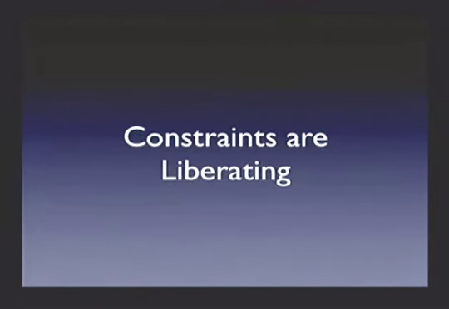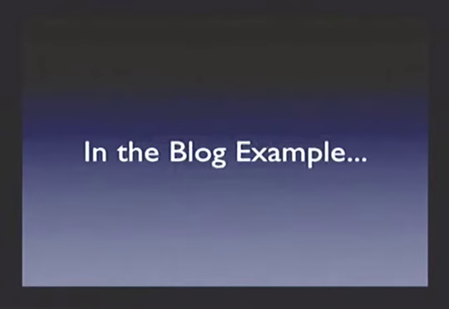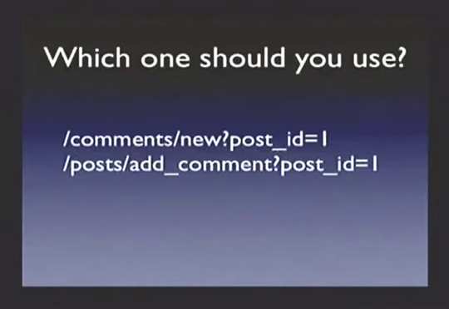Additionally, this is sort of the 37signals mantra: constraints are liberating. So let's think about that classic blog example. You've built up your posts controller. You want to add comments. What do you do? Do you add an add comment action in your post controller, or do you decide to create a new comments controller with a new action and a create action and deal with it there? So the URIs look like this: comments/new, passing the post ID or the post, and we're going to add a comment. And it's really kind of ugly.